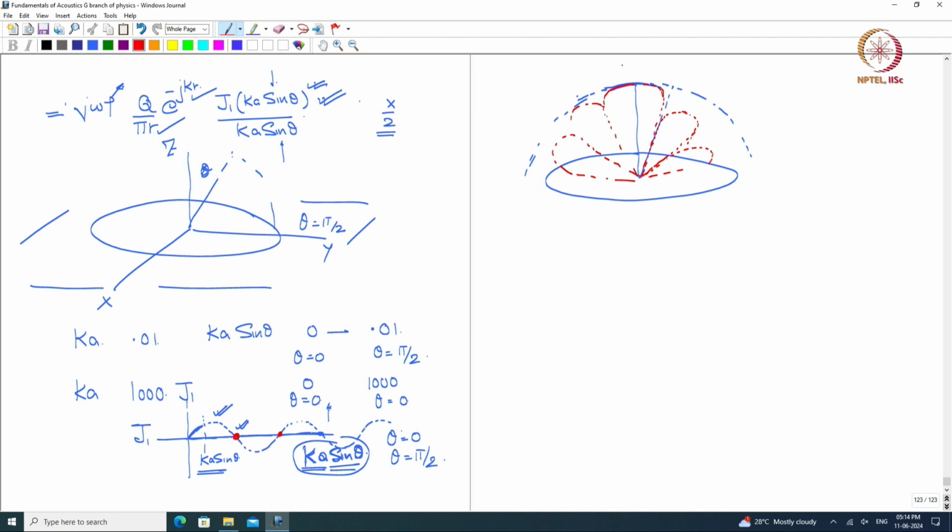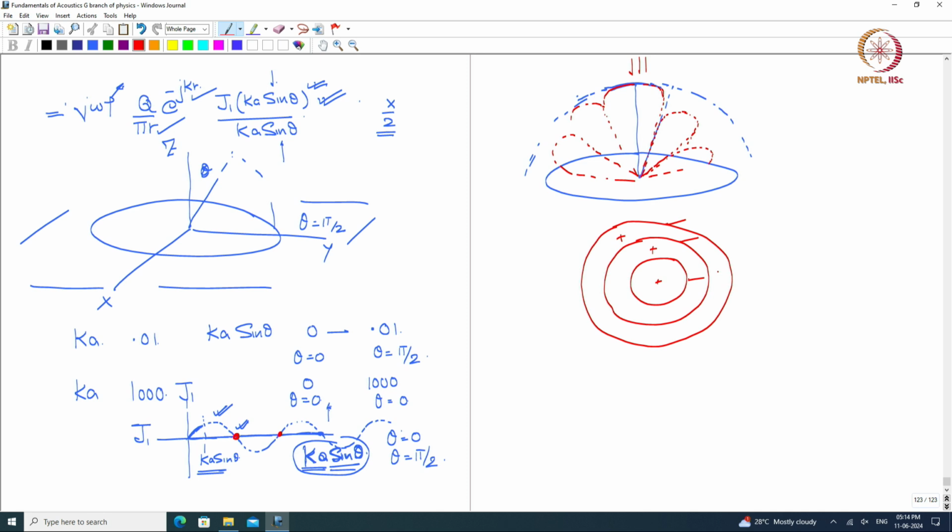If I look at it from the top, I will see a central lobe, I will see the next lobe, so it looks kind of like a flower. This is a peak, this is the peak, these are the zeros. And as Ka is raised further and further, the central peak will become narrower, and more of these side lobes will be accommodated. That is the nature of this solution.